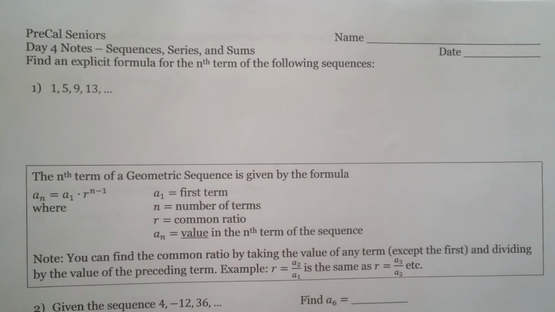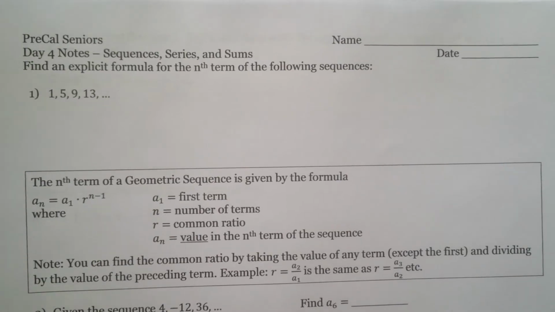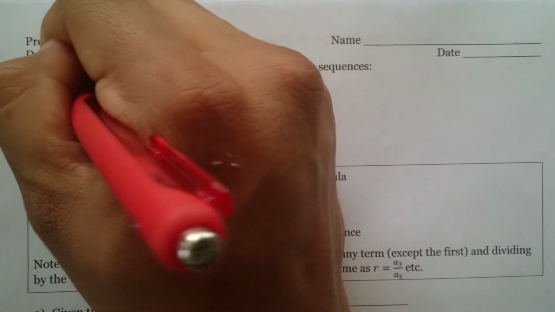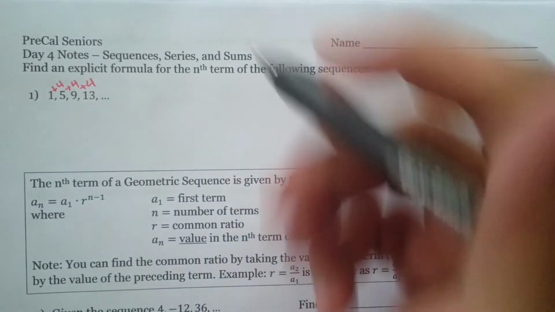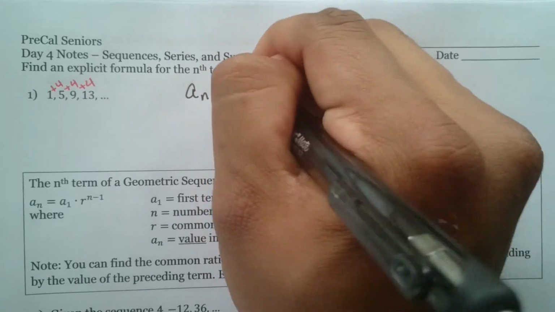So we want to start off here by first finding out an explicit formula for this sequence. Well, some of y'all, if you look at this, you should notice that we're adding 4 each time. So that means this is an arithmetic sequence. So we're going to go back to that formula of a sub n equals a sub 1 plus n minus 1 times d.